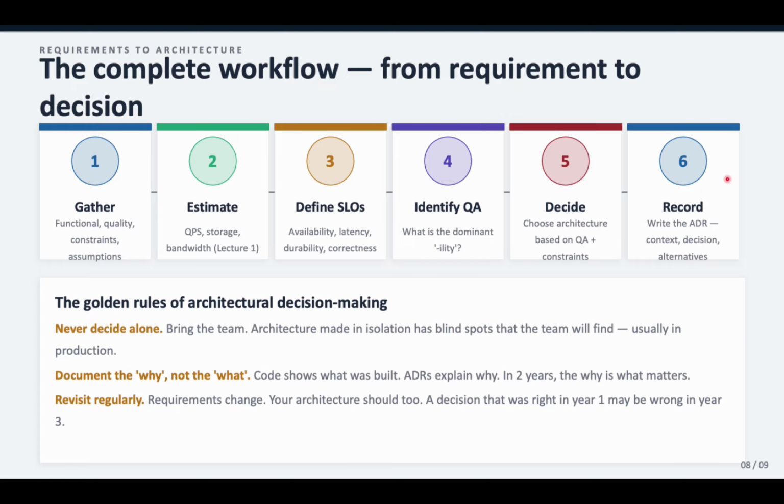This workflow is not glamorous. It is not part of the architecture that gets conference talks, but it is the part that determines whether systems succeed or fail. So this is the craft.